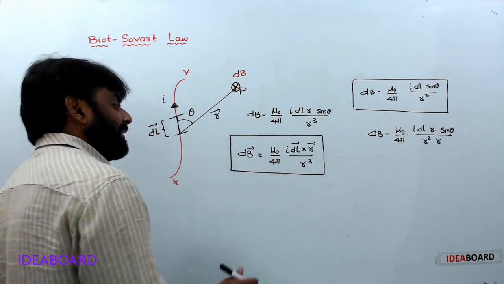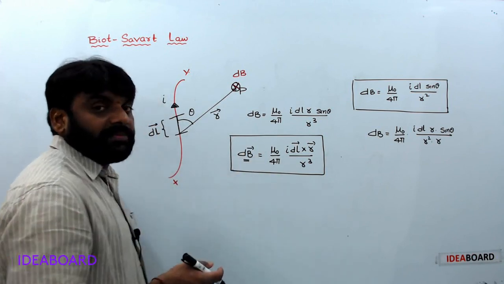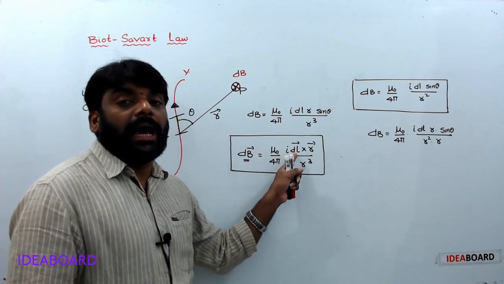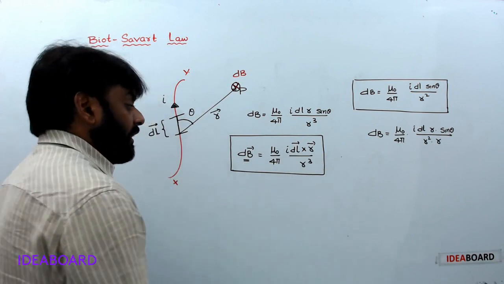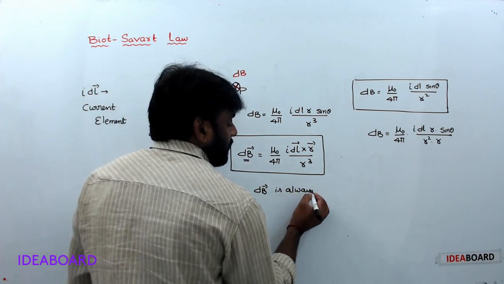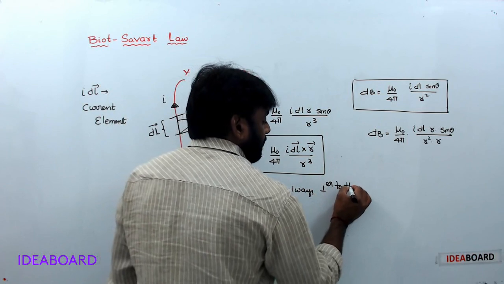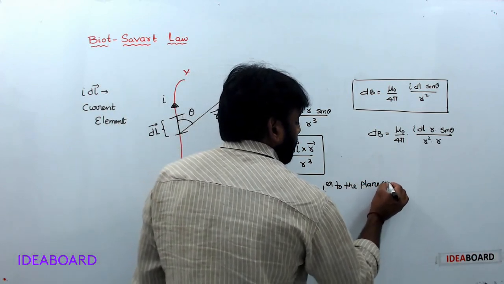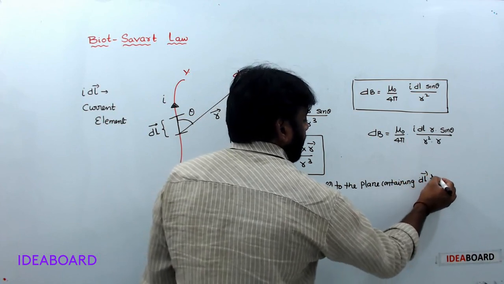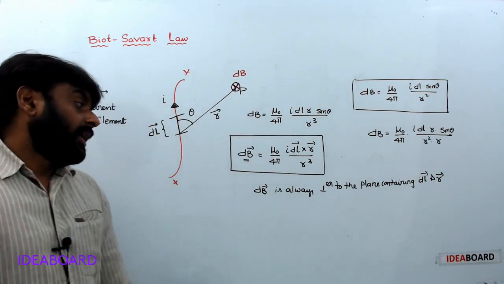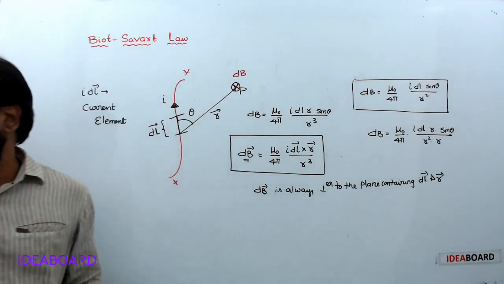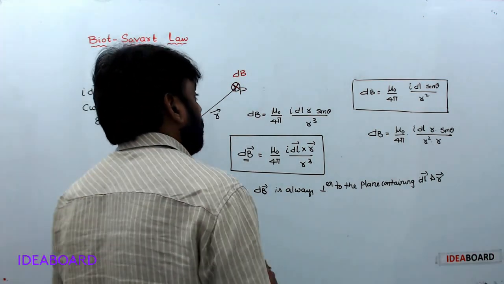Now this field intensity direction is always perpendicular to the plane containing dl bar and r bar. dB bar is always perpendicular to the plane containing dl bar and r bar. How to find out this direction?